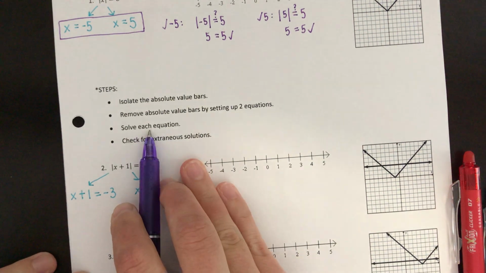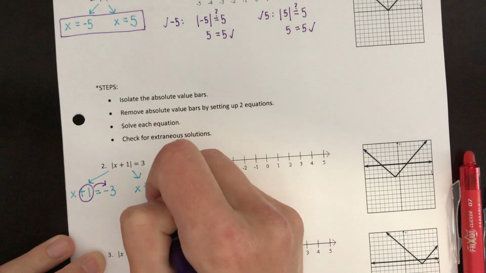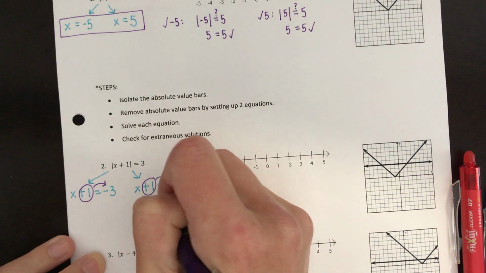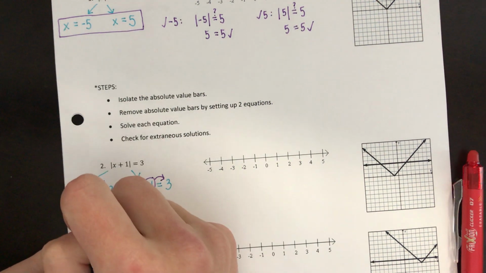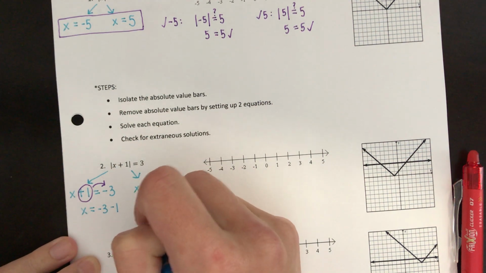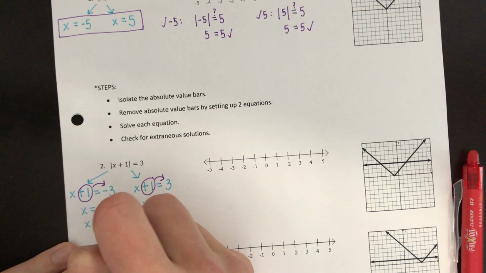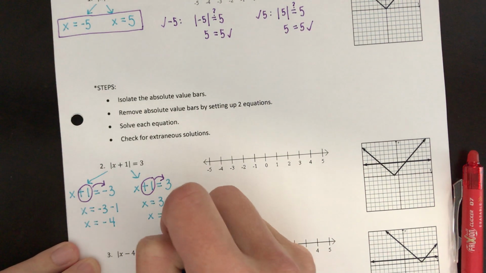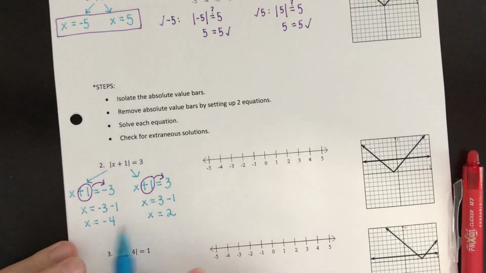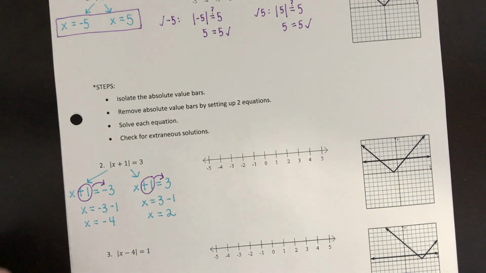And then we're going to solve each equation. I'm going to move this plus 1 across the equal sign in both equations. So here I'm going to have x equals negative 3 minus 1, and here x equals 3 minus 1. So this is going to be x equals negative 4, and this is going to be x equals 2. And now I have to check to see if either of these two solutions are extraneous. So let's go ahead and check.